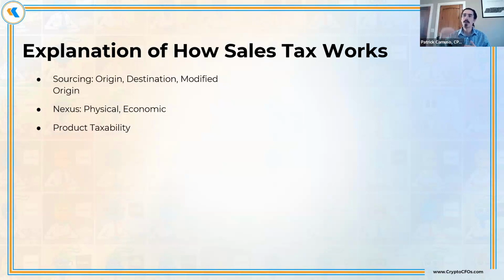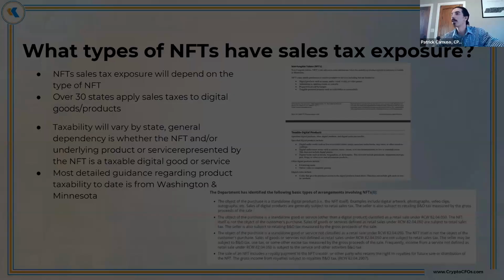So after you source the sale, you decide if you're taxable based off of your nexus. Then you need to look at the specific product you're selling, the specific NFT you're selling, and determine whether this NFT or product is taxable. So that is a basic overview of how it works.